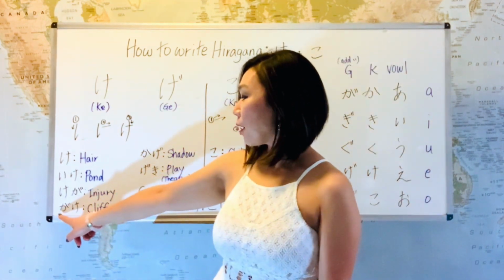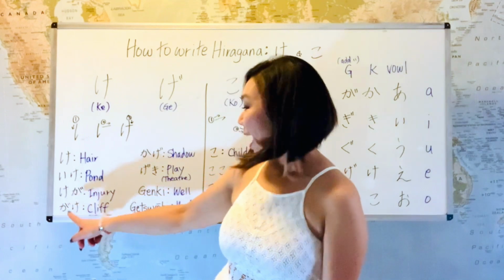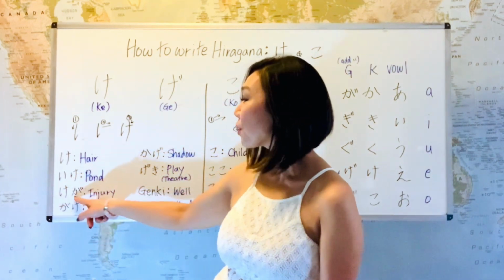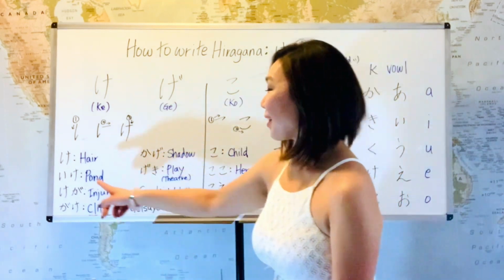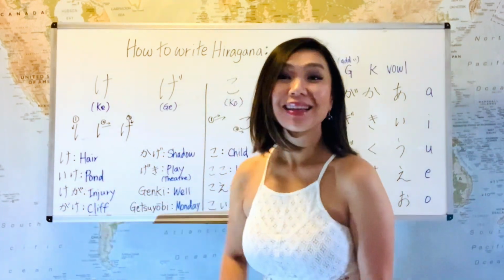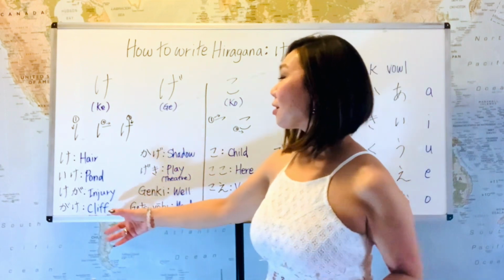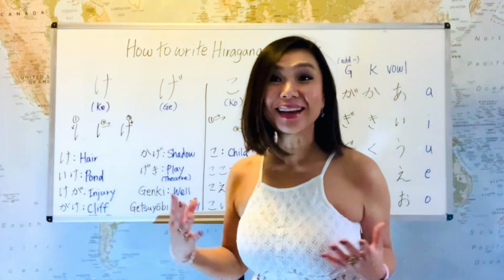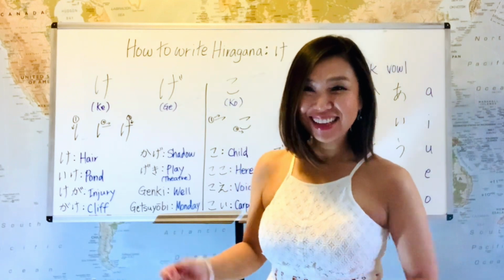And then now the fourth vocabulary. So this one, well, we just did it. And then what about the second one? That's ke, right? So it's a reverse of kega. So that is gake, gake. That means cliff. Interesting, right? Kega is injury and gake means cliff.